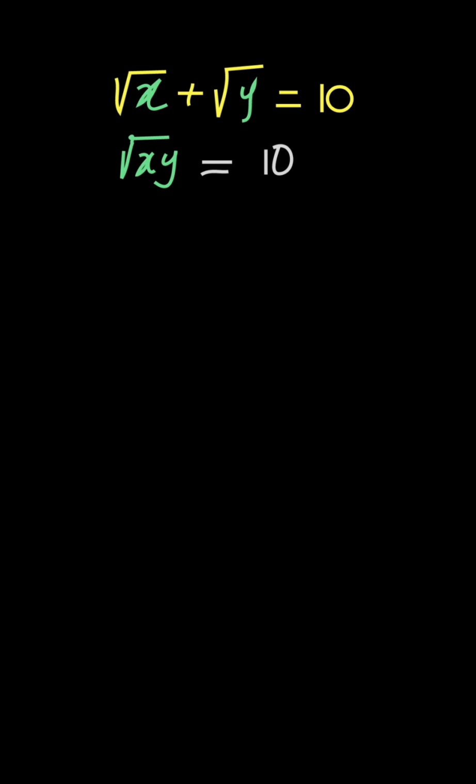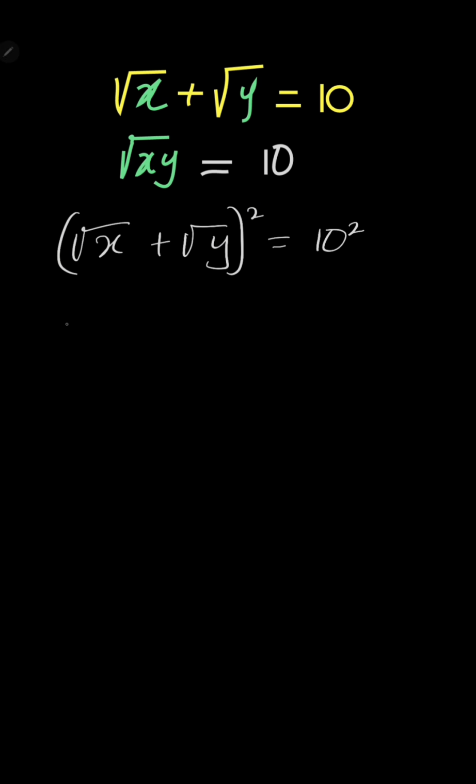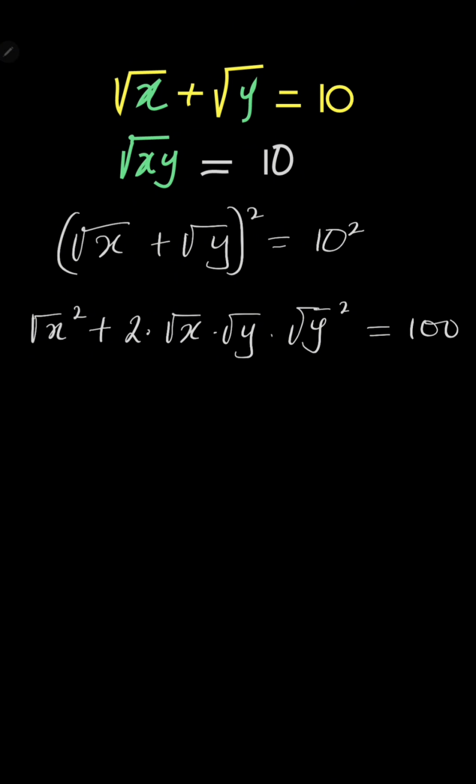So now let's get the first equation. In equation 1 we have square root of x plus square root of y, everything is 10. Let us square both sides to get rid of the square root. If you open this bracket, you'll be getting square root of x squared plus 2 times square root of x times square root of y plus square root of y squared. This is what you get when you open the bracket. And 10 squared is the same as 100.